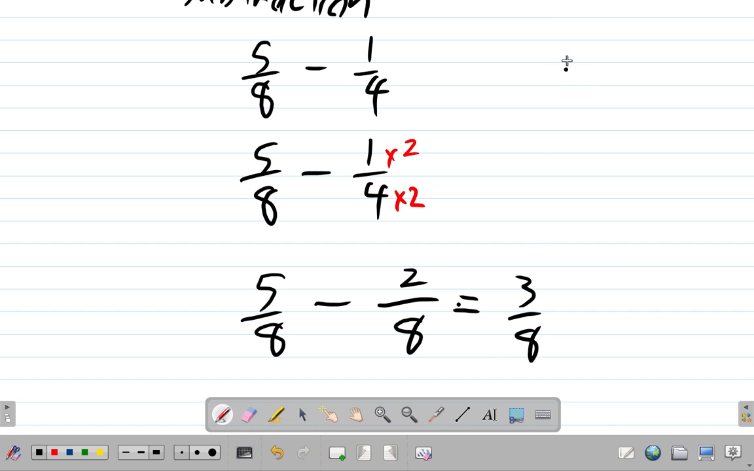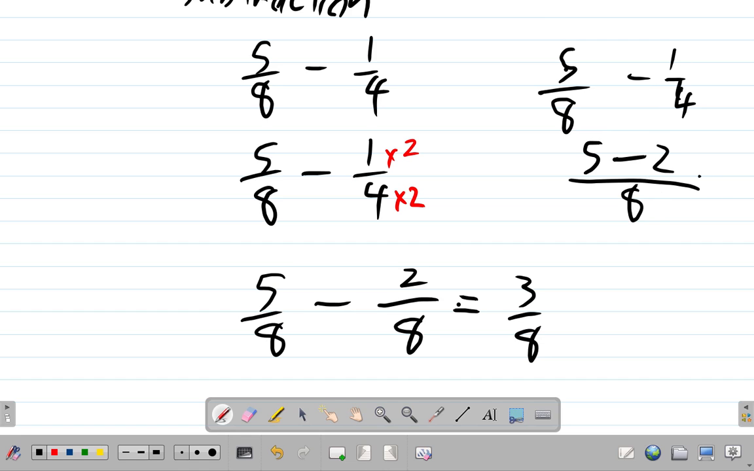If you want to do it with the LCM method, you have 5/8 minus a quarter, and then you say the LCM of 8 and 4 is 8. 8 into 8 one time, 1 times 5 is 5, minus 4 into 8, 2, 2 ones are 2. 5 minus 2 is 3, so 3/8. Right? 3/8.